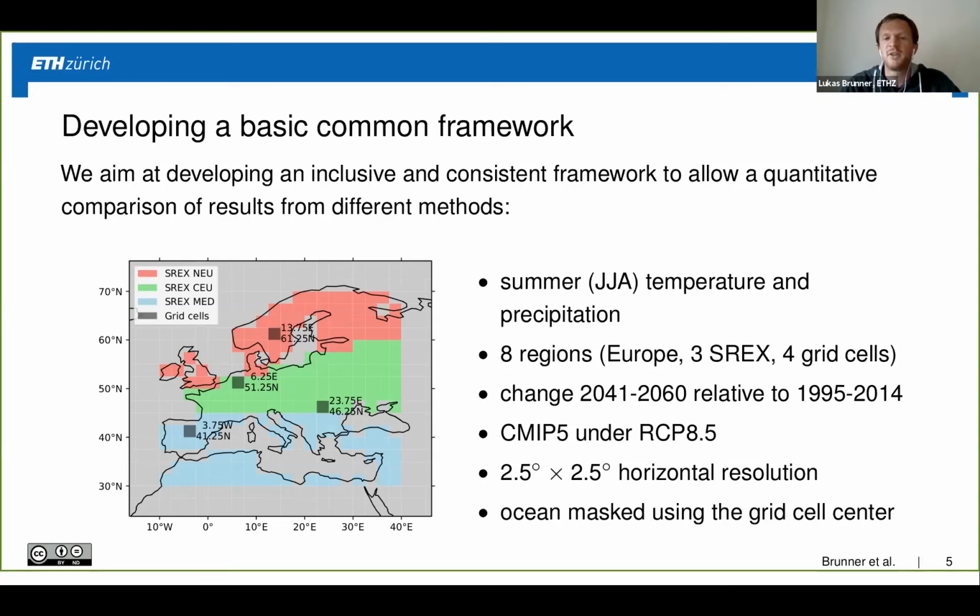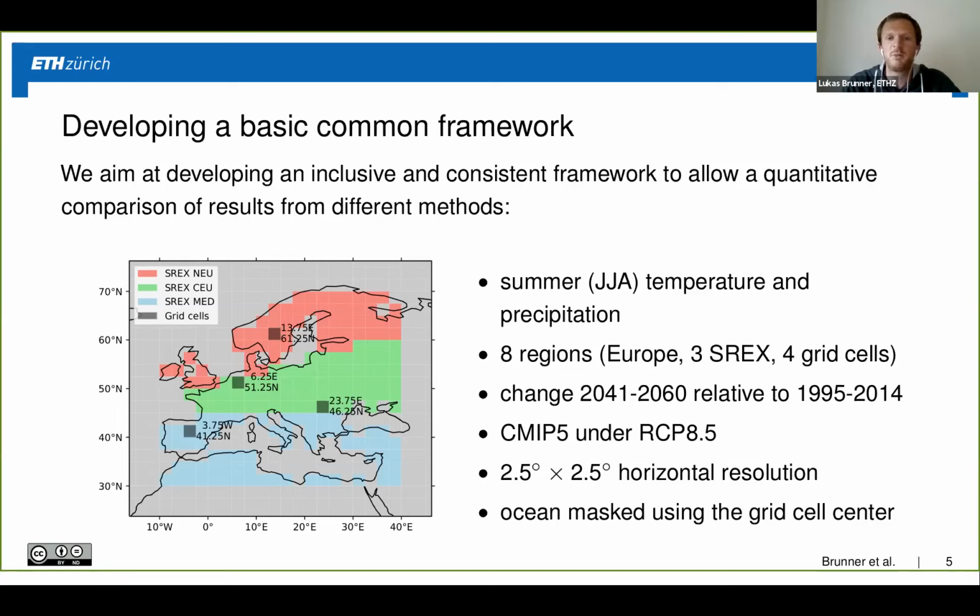What you see on this slide is basically what we came up with. We're looking at summer temperature and precipitation change for the middle of the century relative to 1995 to 2014. We're focusing on eight different regions in Europe, representing three different spatial domains. We have the full European region, we have the three European standard regions, and then we also want to test out the methods and push them to where they might even fail. So we look at four grid cell regions without any spatial aggregation. You can see that on the left-hand side in the plot.